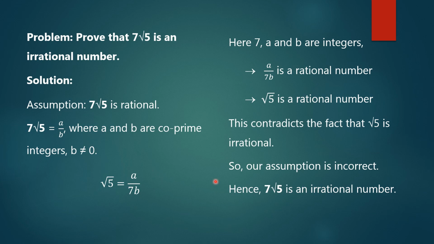Here we didn't go for squaring and all, it's not necessary. Directly, 7, a and b are integers, which means a by 7b is a rational number. Yes, these two are equal. If this is rational, then automatically this is also rational. This is wrong, because root 5 is irrational. We already proved this. Therefore, this contradicts the fact that root 5 is irrational. Our assumption is incorrect, that is, the assumption that 7 root 5 is rational is wrong. That means 7 root 5 is an irrational number.